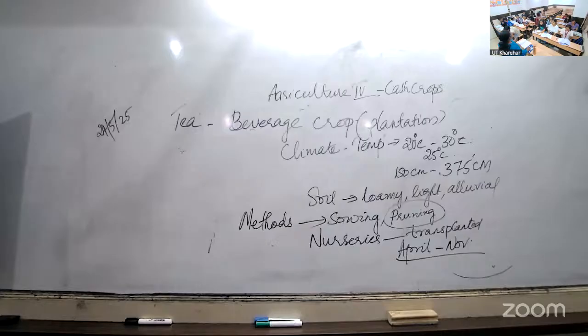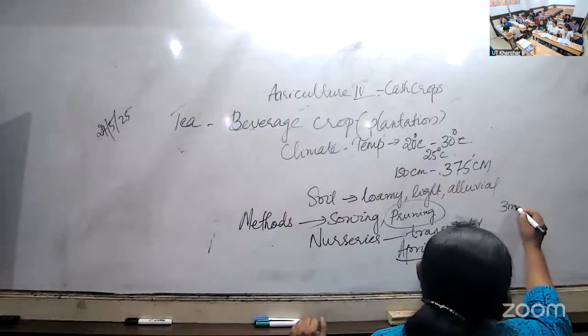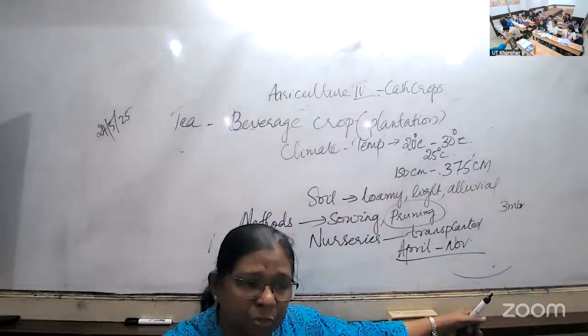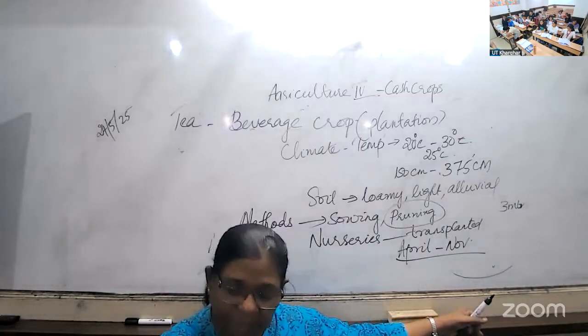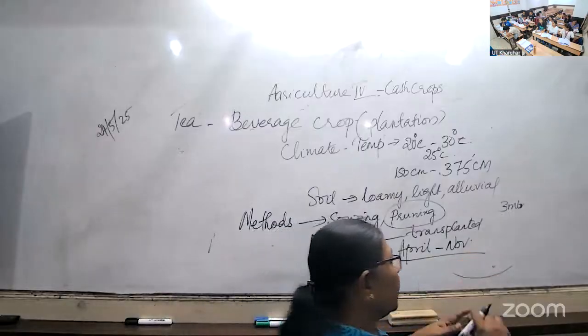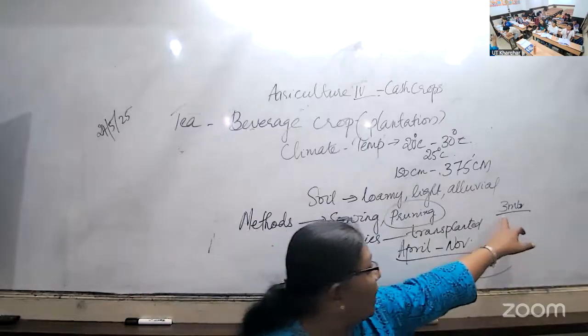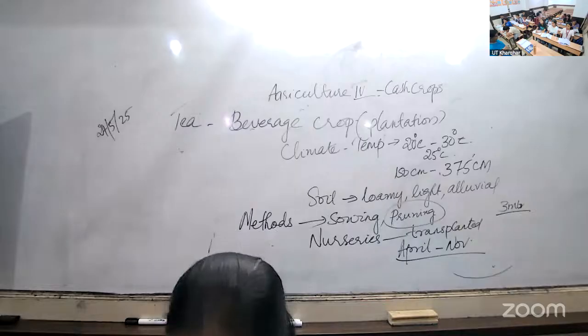What are the methods of cultivation? Sowing: the seeds or cuttings are propagated in a nursery, and after a few months the saplings are transplanted. These plants are planted at a distance of 3 meters. See, there are so many plants planted at 1.5 to 2 meters, and some plants at 1 meter distance. But here, as it is a tree-like plant, it requires a distance of 3 meters apart. Clear?